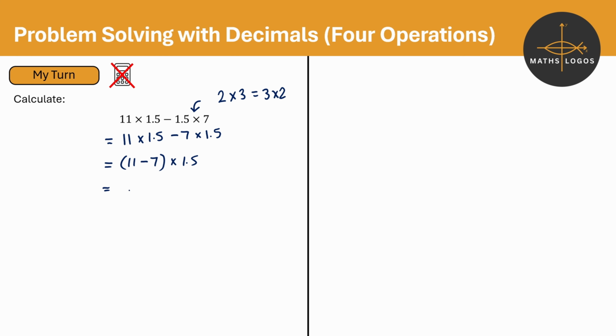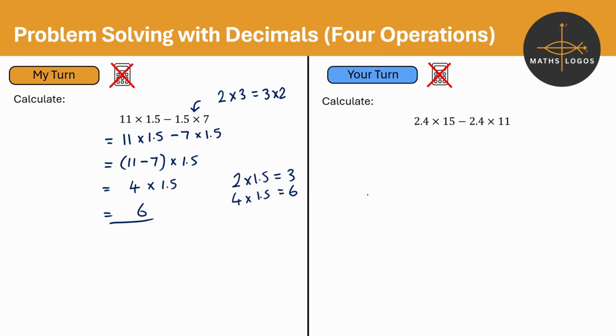11 subtract 7 is 4. So I've actually got 4 lots of 1.5 when all is said and done. And then I can do this calculation a lot easier. Now I happen to know that 2 multiplied by 1.5 is 3. Therefore 4 multiplied by 1.5 is going to be 6. So that's my answer. Pause the video and give this question a go and we'll look at the answer in just a second.